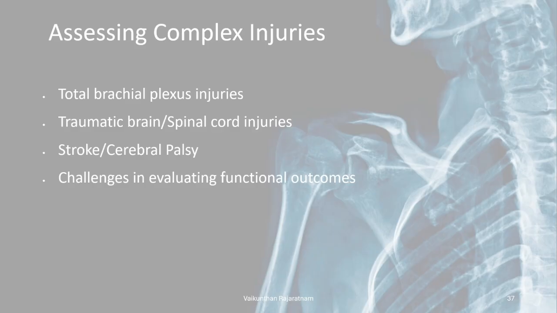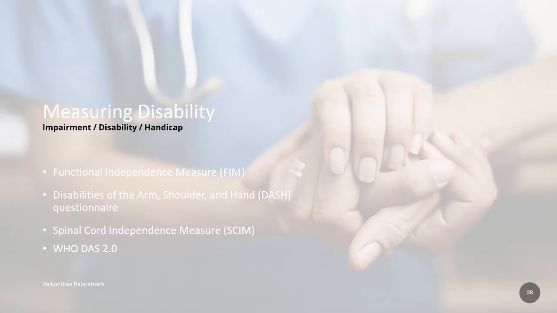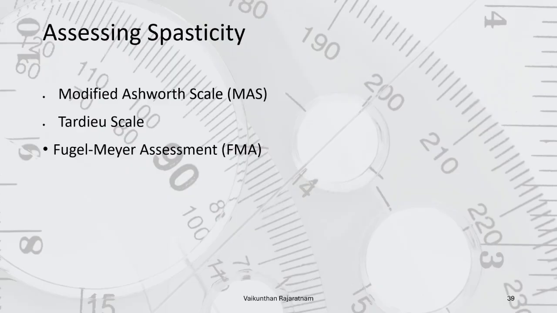So when we are assessing complex problems, not just injuries but also diseases like brachial plexus injury, brain injuries, spinal cord injuries, strokes, and cerebral palsy, they produce challenges for our current methods of evaluating the impact. We are not only measuring the patient's biophysical and psychosocial status, using functional independence measures, DASH scores, the WHO DASH 2.0. All these are very much focused on the individual domain, but we need to look beyond that.